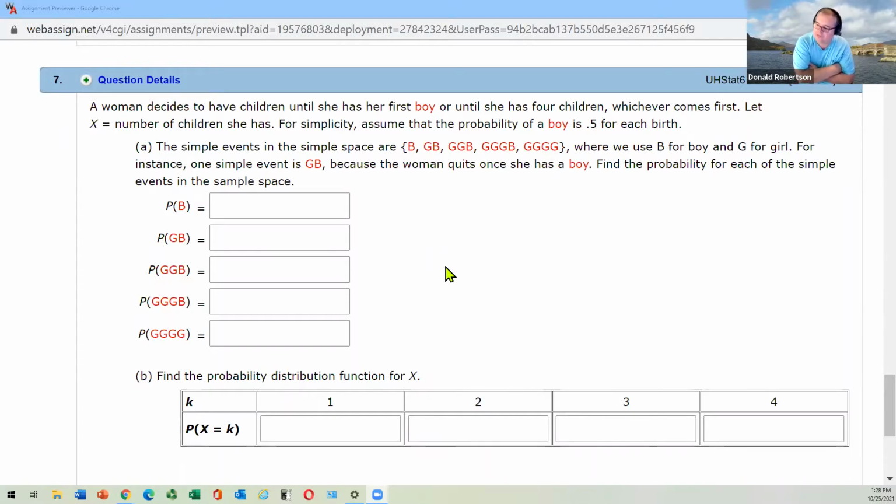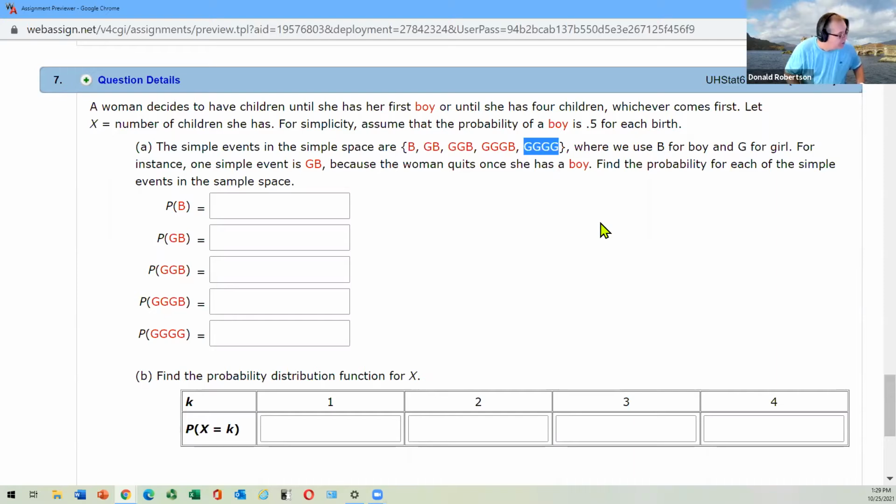Did she have 1 child before she stopped? Was it 3 children before she stopped, and so on? Now, if you look at the sample space, she got a boy. Okay. Then she has a girl and a boy. You see, the first child was a girl, so she had to try again, and she got a boy, so that was it. She's happy. 2 girls and a boy. 3 girls and a boy. And what about this one? Well, she had 4 girls in a row and she gave up. My sister wanted a girl and she had 4 boys, so it's very similar to this. One of my sisters had that.